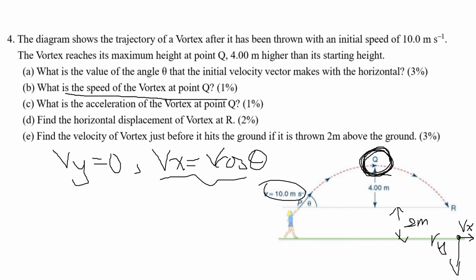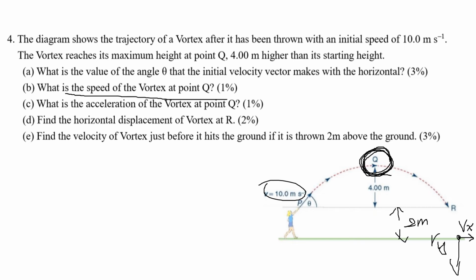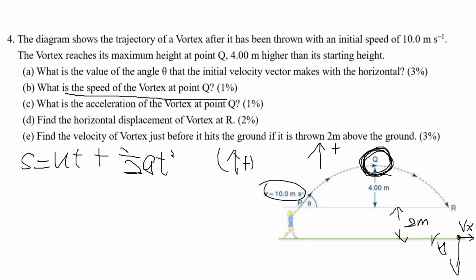So you need to know the time for this object to reach the ground, and then use v equals uy plus gt. So first we need to find the time. Let's assume that the positive direction is upward. Then the time needed can be found with this equation: s equals ut plus 1/2 gt squared. Don't forget we assume upward as the positive direction.